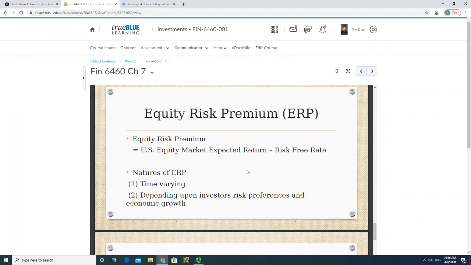What is active risk premium, or ERP? Well, ERP is one of the most important parameters in the CAPM model, the capital asset pricing model. The required rate of return of any stock equals the risk-free rate plus beta times the active risk premium. Active risk premium is the difference between the US equity market expected return and the risk-free rate. And this market return is the expected return, which means it's the future market return.